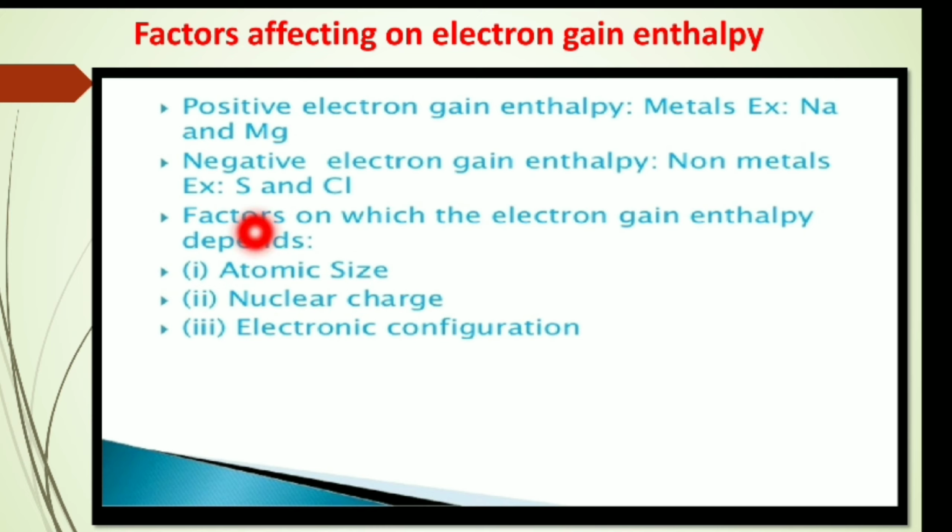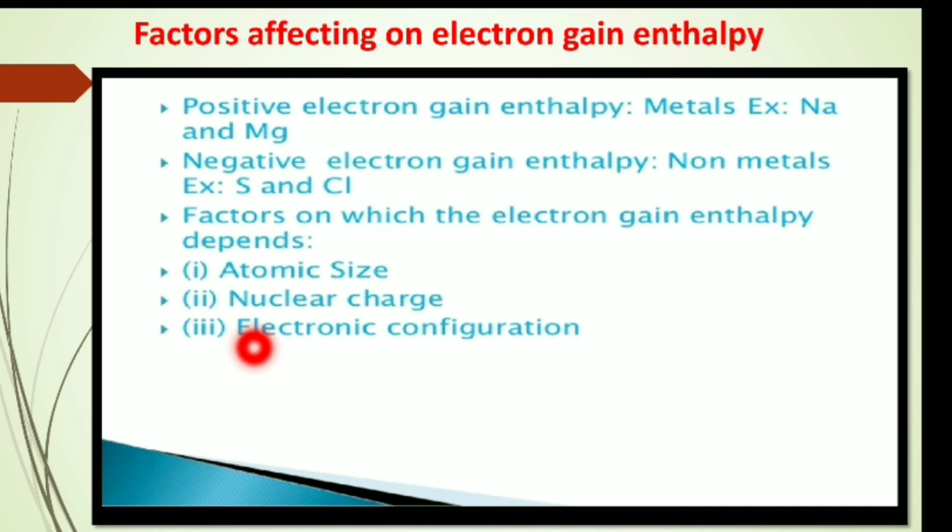The factors on which electron gain enthalpy depends: atomic size, nuclear charge, electronic configuration. How does it vary? From left to right, the number of shells remains the same, but the atomic size goes on decreasing. Because whenever electrons are added to the outermost shell, those electrons are tightly held by the nucleus. So the nucleus attracts the electrons towards itself, and the size of the atom shrinks or decreases.